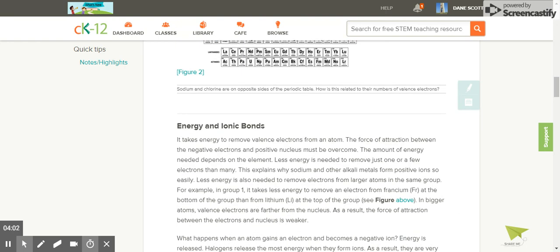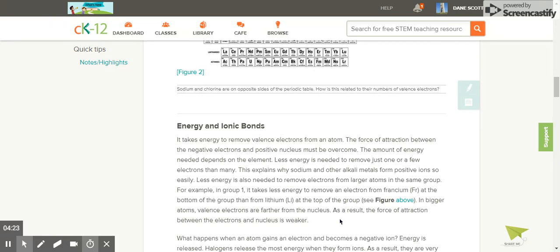It takes energy to remove valence electrons from an atom. The force of attraction between the negative electrons and positive nucleus must be overcome. The amount of energy needed depends on the element. Less energy is needed to move just one or a few electrons than many. This explains why sodium and other alkali metals form positive ions so easily.